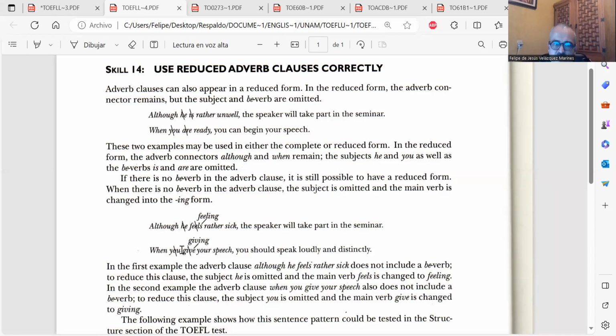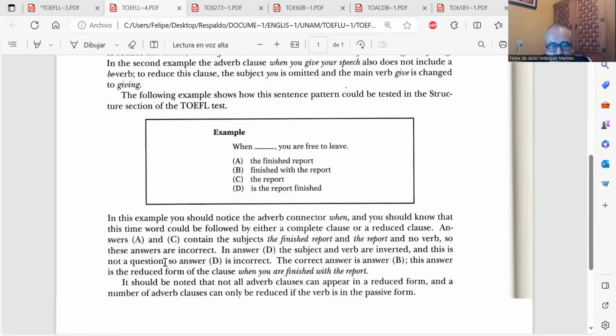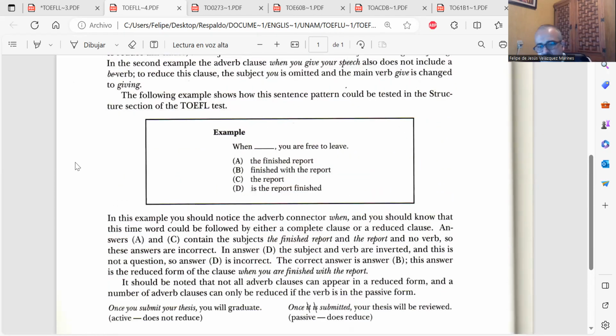Okay, when you are giving your speech, you should speak loudly and distinctly. So you have to say, when giving your speech. Okay. So Blanca, how would you complete this one?